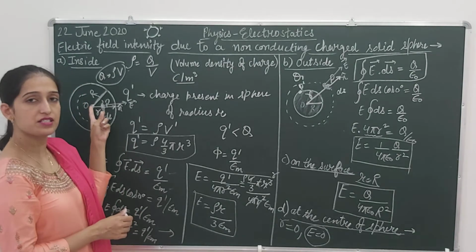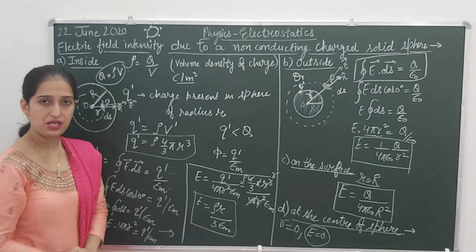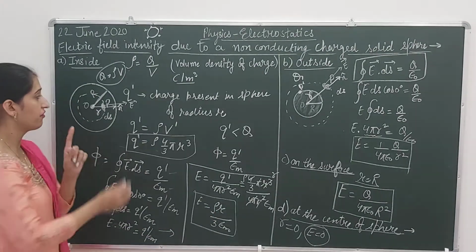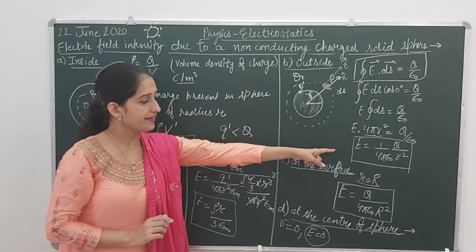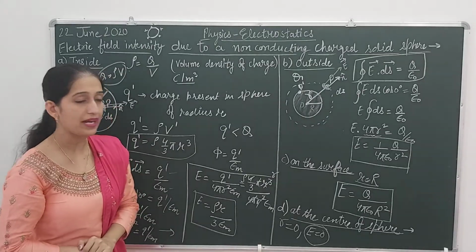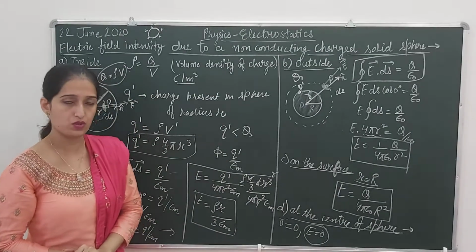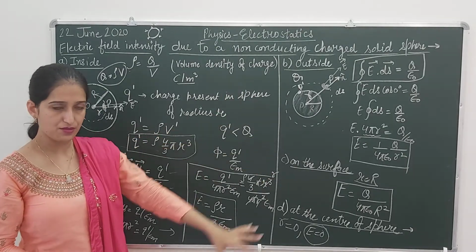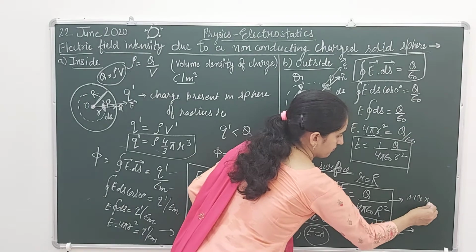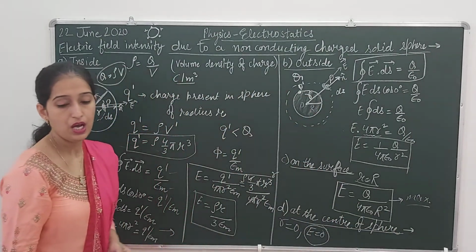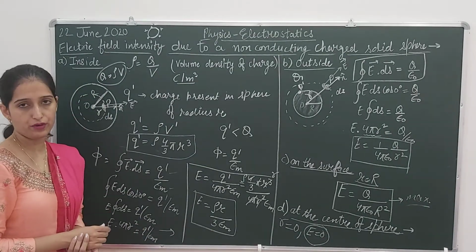At the center it is 0. Inside it is rho r upon 3 epsilon m, where r is the position where we are calculating electric field intensity. Outside it is 1 by 4 pi epsilon naught q by r square. And at the surface it is q by epsilon naught r square. Again, out of all these 4 cases, this value is maximum.